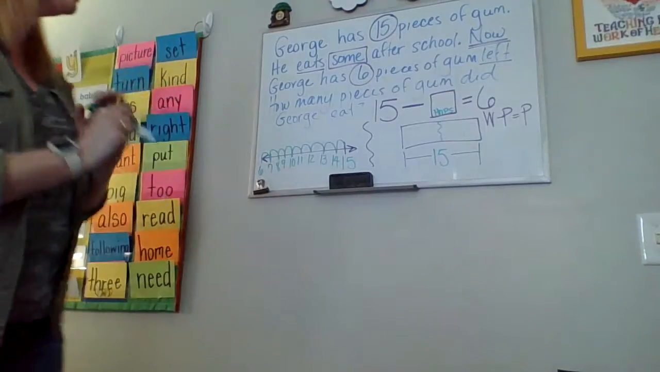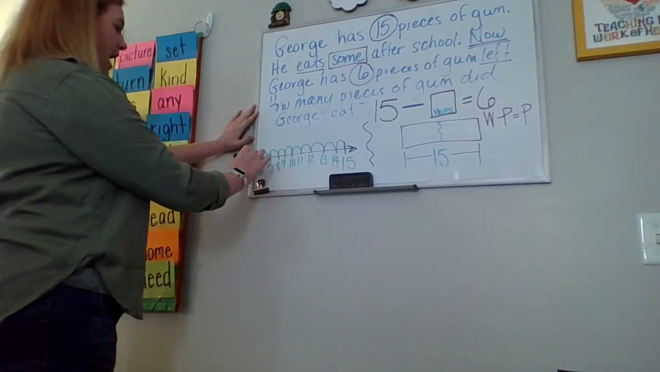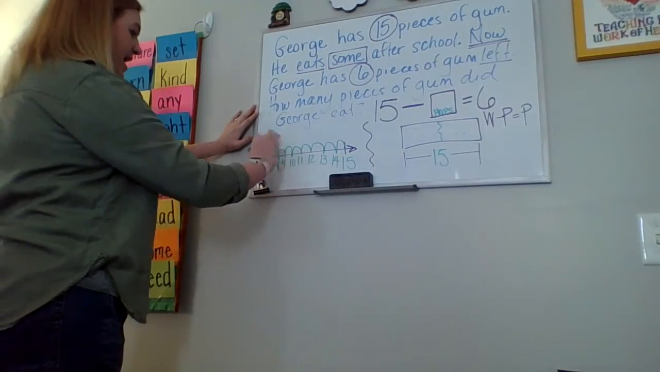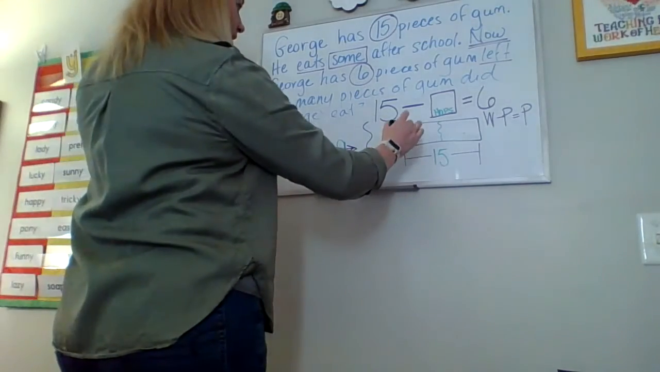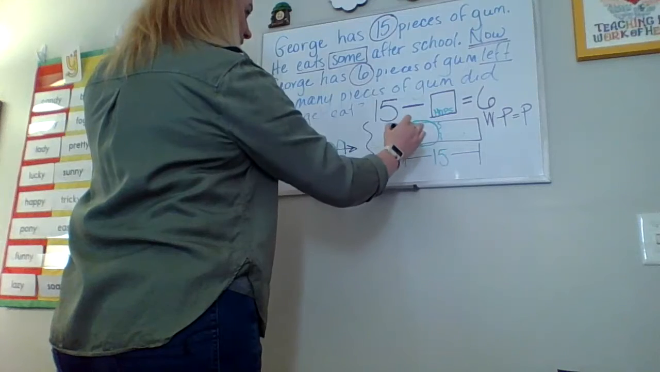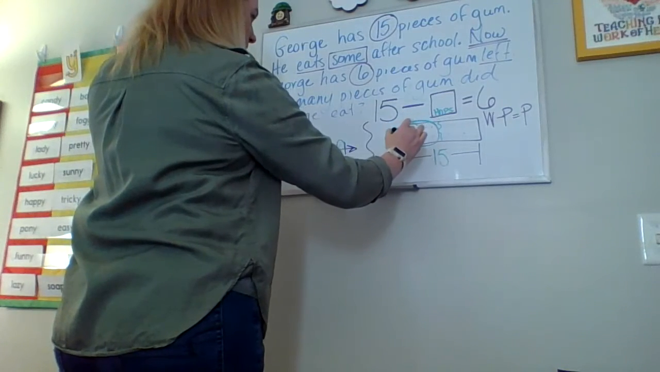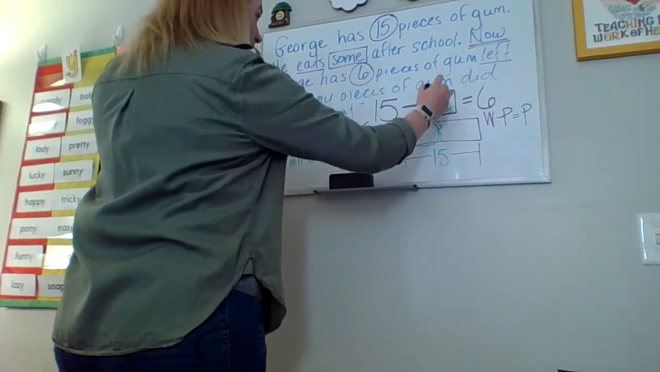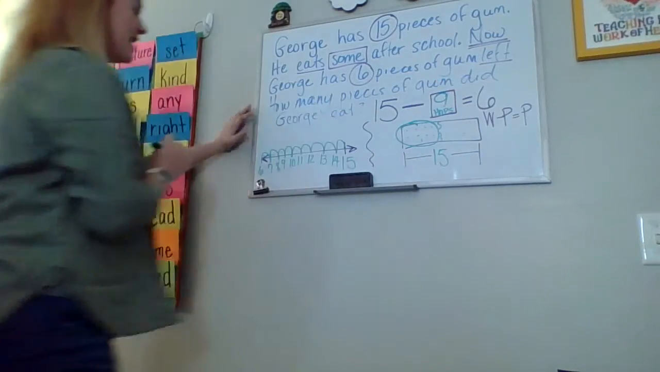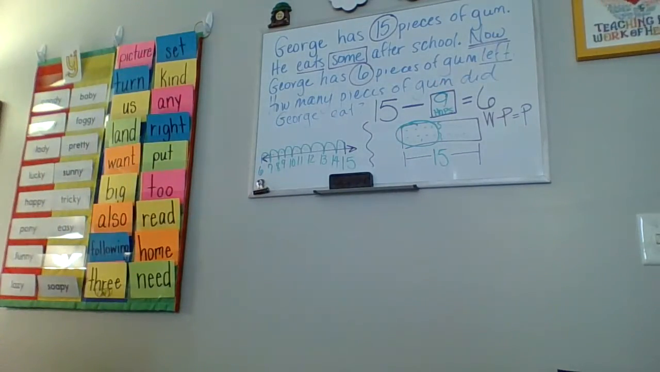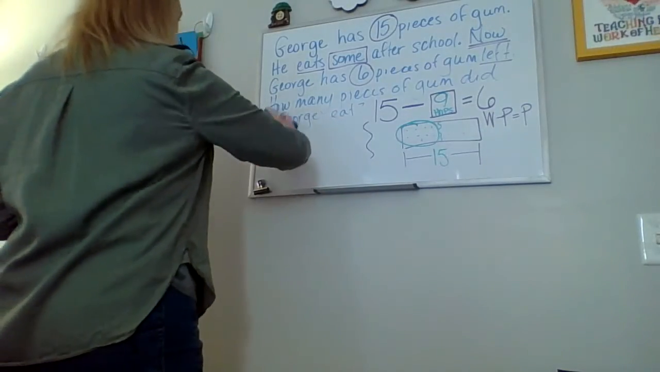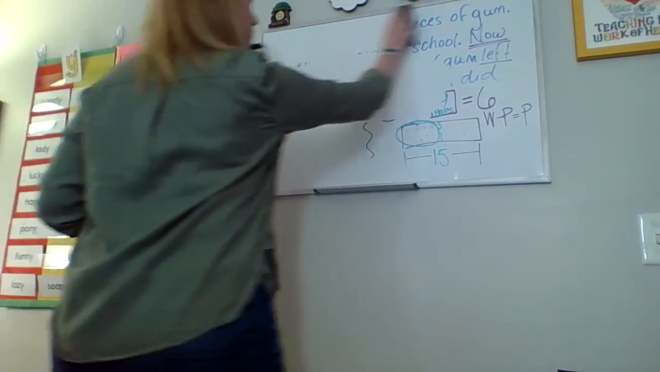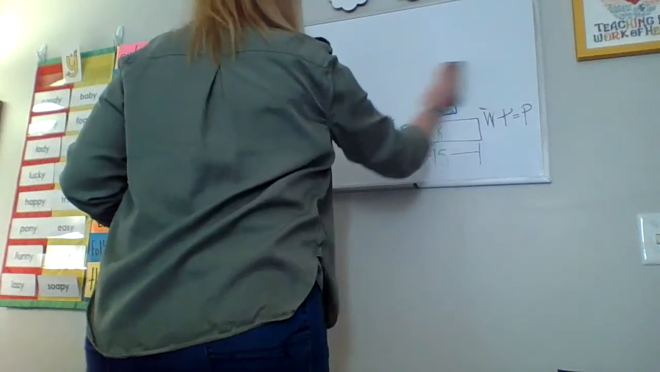Right, so our answer is 9. So if I counted my hops, 1, 2, 3, 4, 5, 6, 7, 8, 9. And I counted my dots in this spot here. 1, 2, 3, 4, 5, 6, 7, 8, 9. 15 minus 9 equals 6. Awesome sauce. All right, let's do one more.